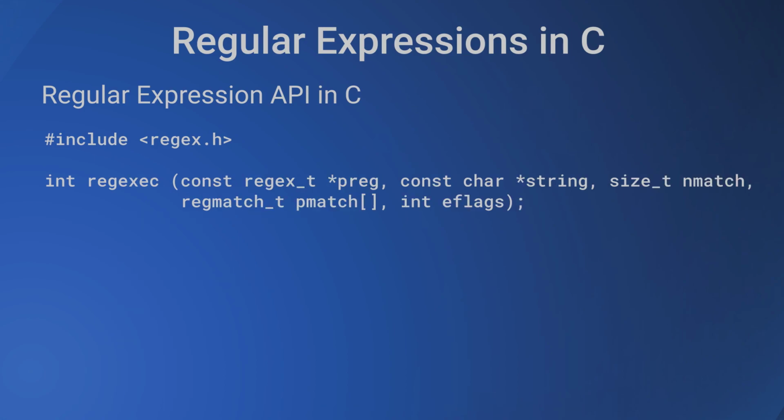The next call, regexec, is for matching a regular expression against a given string. Preg is the pointer to a compiled regular expression. Preg has been returned by the last regcomp call, and the string against which the regex is to be matched is the second parameter. The fourth parameter, pmatch, is an array for returning information about the matches.